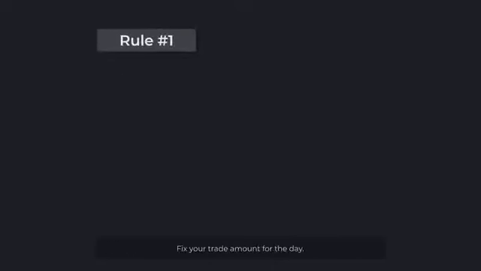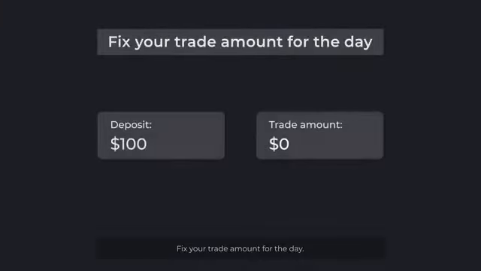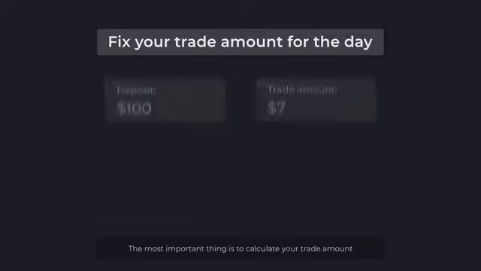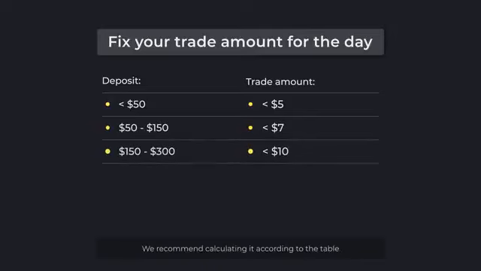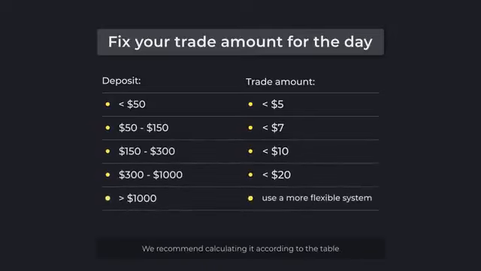Rule number 1. Fix your trade amount for the day. Conduct all your trades throughout the day using the same amount. The most important thing is to calculate your trade amount at the beginning of the day so that your balance will be safe. We recommend calculating it according to the table that is currently in front of you.